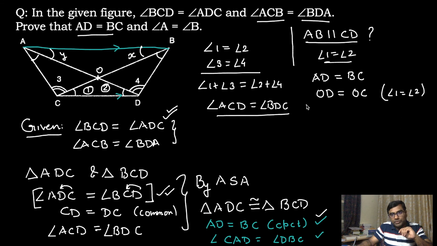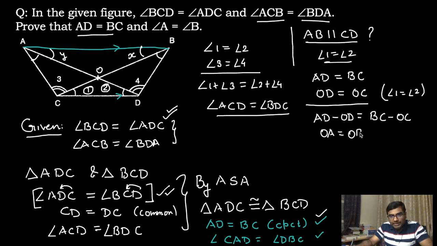Interesting. Now if you subtract these two, AD minus OD, so AD minus OD is equal to BC minus OC. What will this yield? This will give you OA is equal to OB. The moment you say that OA is equal to OB, what do you conclude? You conclude X is equal to Y. Isn't it? Now, if you consider this angle to be Z, so clearly this also is Z. So let me use this color so that I can differentiate. So this angle is Z.